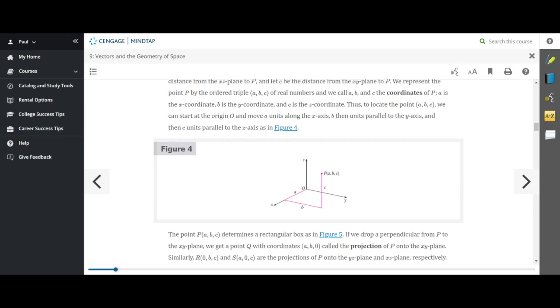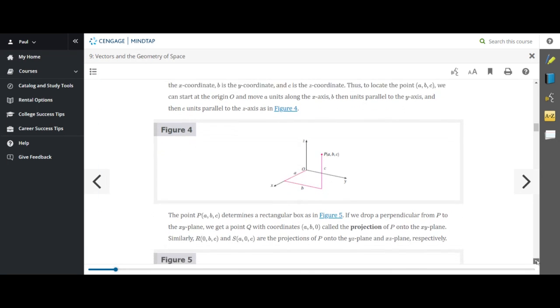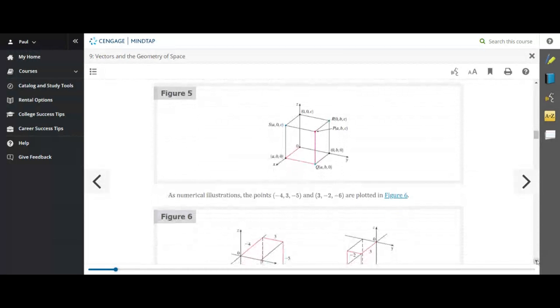Okay, and then the B coordinate, which is the Y coordinate, if that is positive, you move to the right in the positive Y direction, a distance of B. And then if this C value, which is the Z coordinate, the third coordinate, is positive, then you go up a distance of C. And this is how you plot points in three-dimensional space. So they have some examples here. The book has very nice examples.